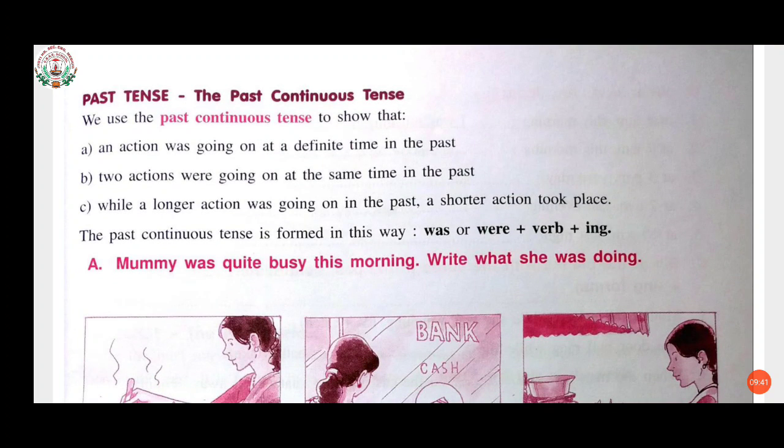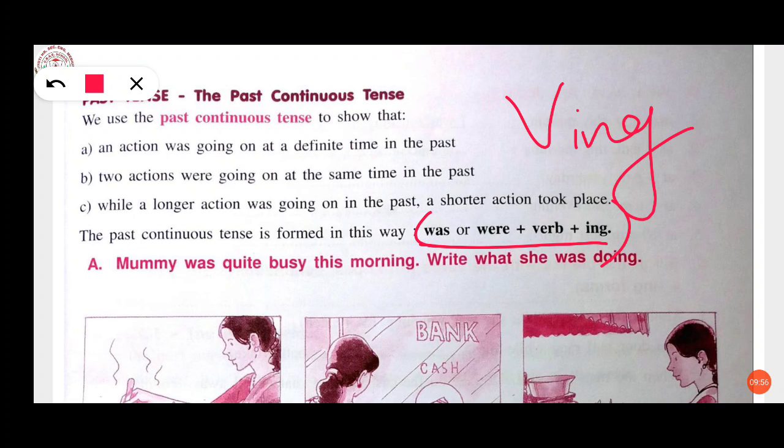And next is the past continuous tense. As I am going on telling, the rule for this is, if it is continuous tense, it means you have to add ing to the verb. So was and were we will use, as we are reading a kind of past tense, so we will use was, were, and with that the verb and ing. So we use the past continuous tense to show that an action was going on at a definite time in the past. It means we started the work in the past and still it is going on.